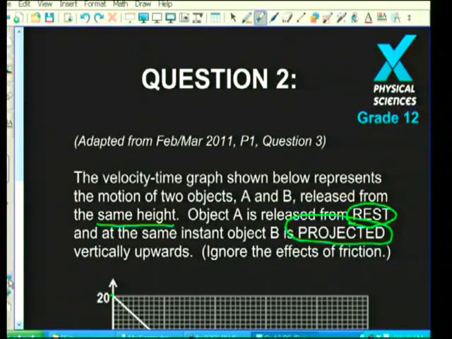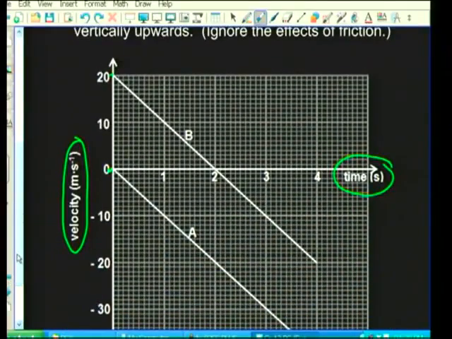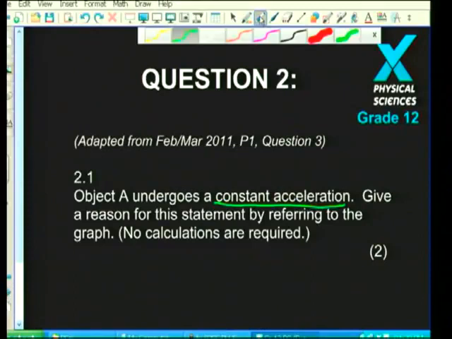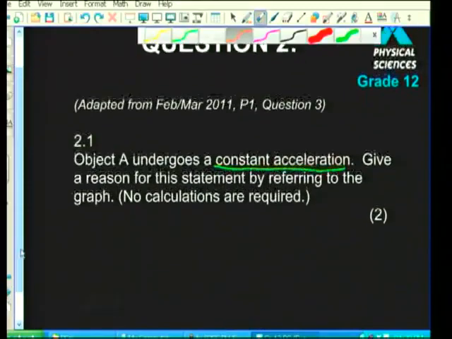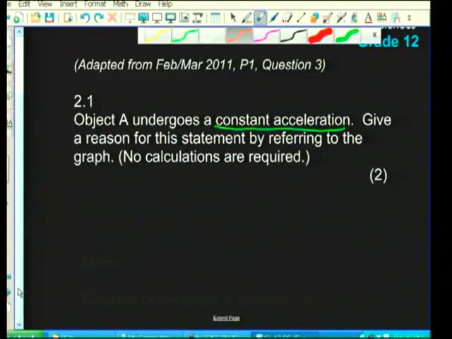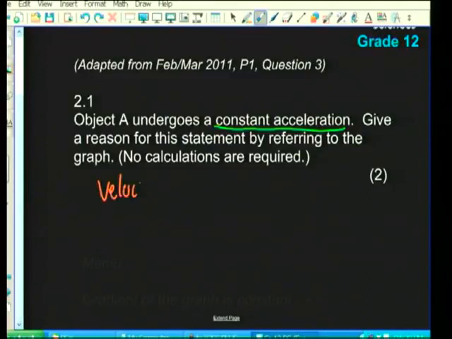Well, if I jump back to the graph, have a look at it. The first thing I want you to notice are those straight lines, and specifically the straight line for object A, which is what they're asking us to consider. Straight line graph, very simply, you should note that for a velocity versus time graph, your acceleration is equal to the gradient.